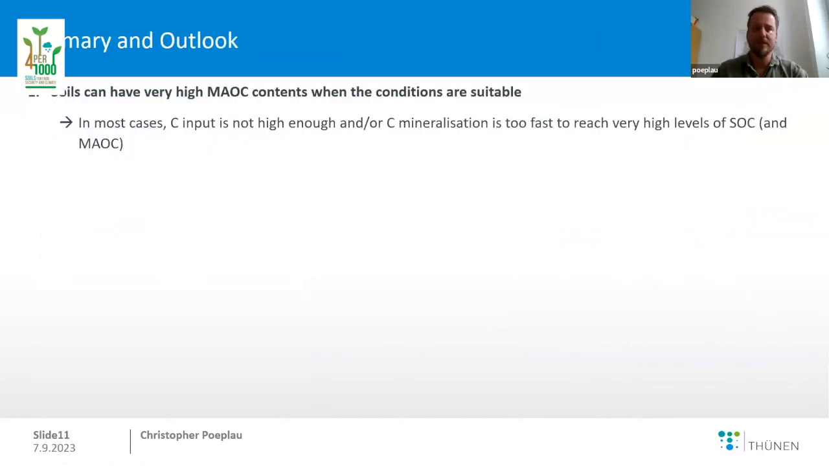So let me come to the end. I think I have 3 to 4 conclusions to make. First of all, soils can have very high MAOC contents when the conditions are suitable. But in most cases, the carbon input is not high enough, or the carbon mineralization is too fast to reach these very high levels of SOC and MAOC. So when we first put this on Twitter, there were reactions like, oh, this is good news, but I think we shouldn't overinterpret this as good news. It's more like, well, there could be a theoretical potential, but this potential stays really theoretical.